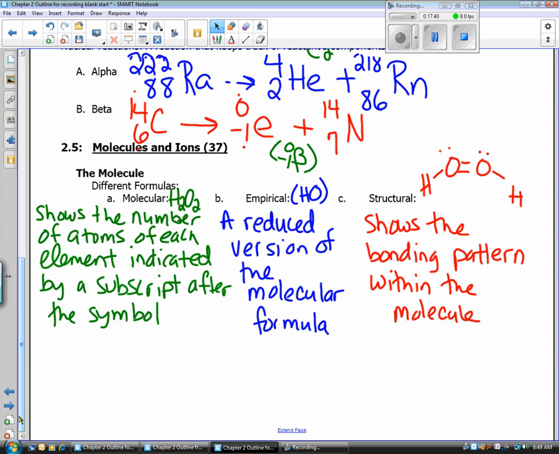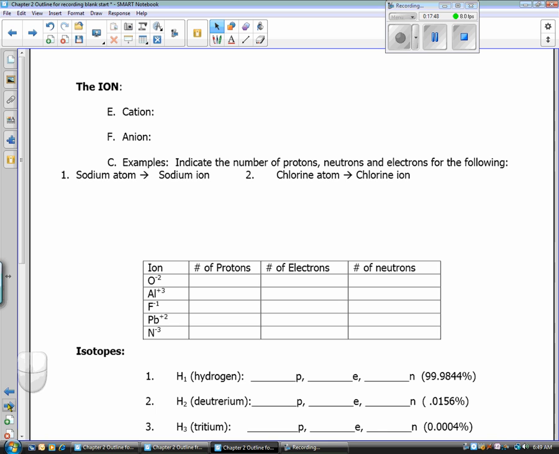Now, there are two things that can change in these molecules. Protons cannot. If you change the number of protons, you change the element you're talking about. But the other two, they can change. One will change and it'll become an ion, and we already discussed the other one that's going to change and become an isotope. So we're going to talk about the ion and the isotope.